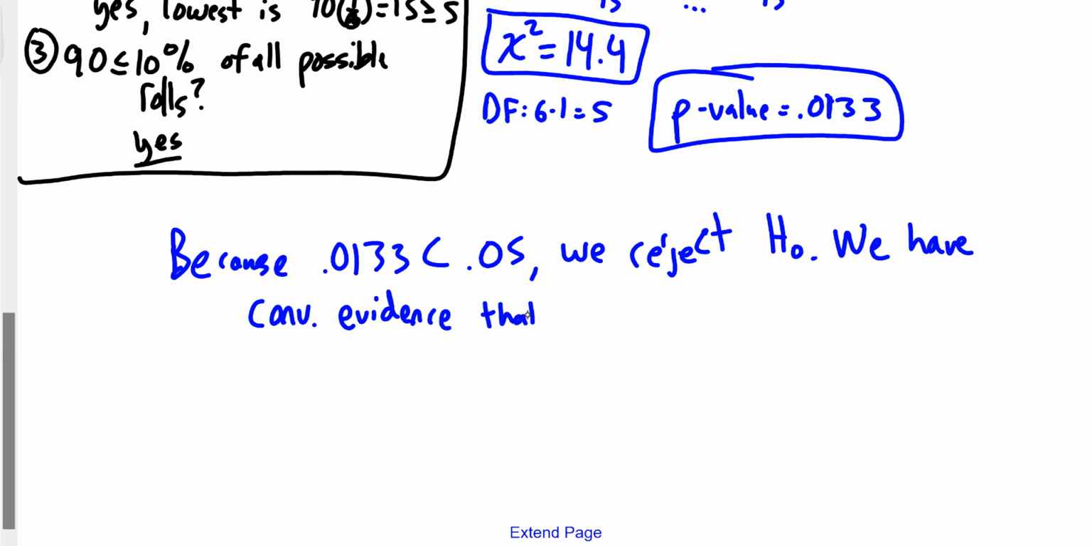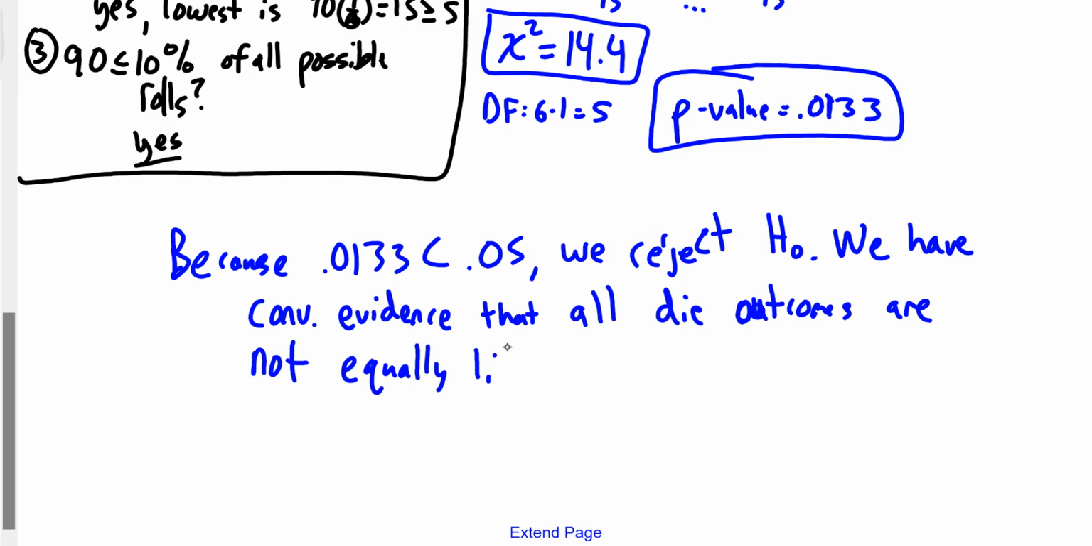that, essentially for the alternative, all die outcomes are not equally likely. And you can say you believe that this is not a fair die at that point. Okay?